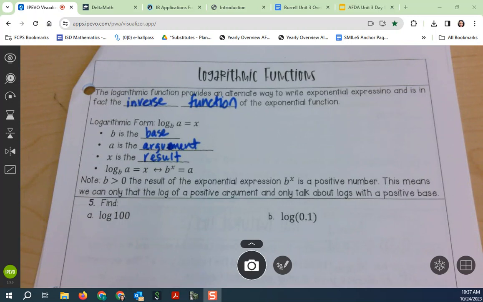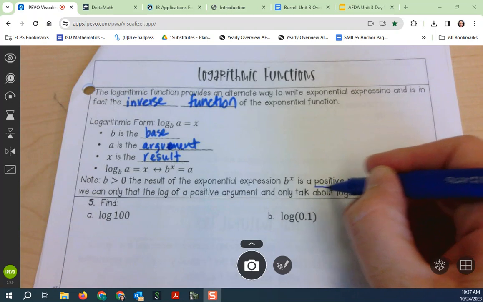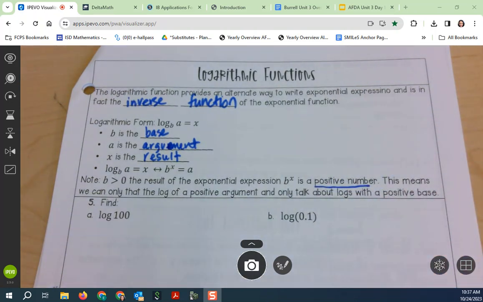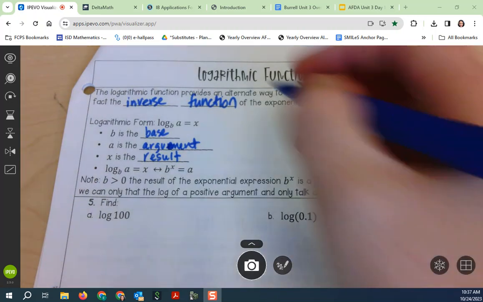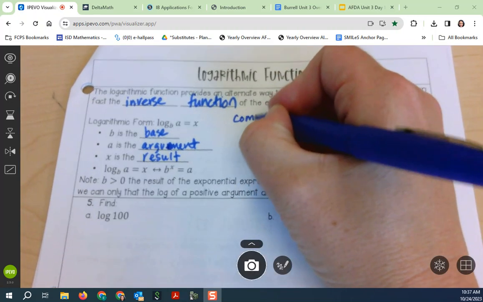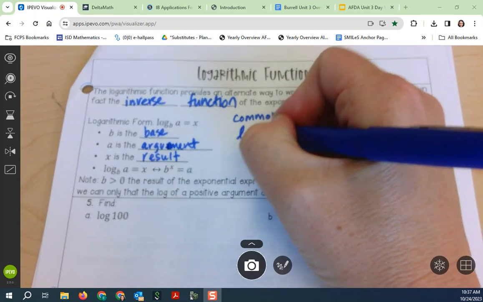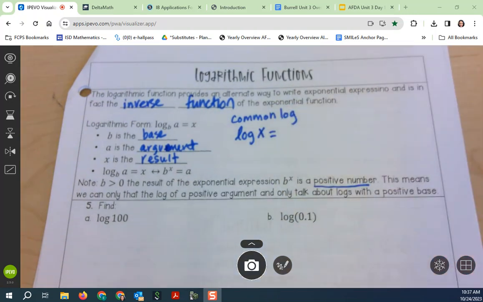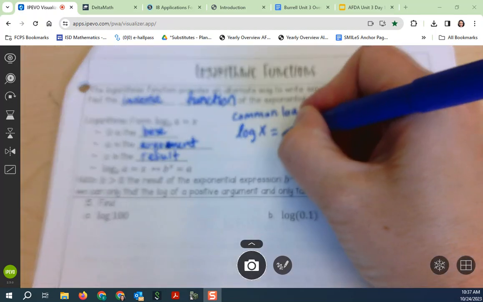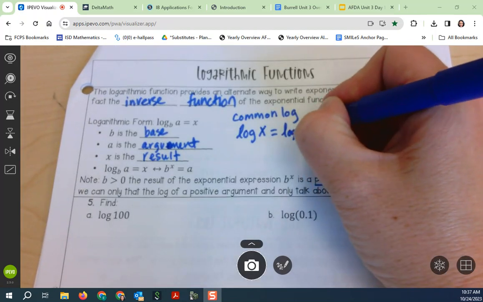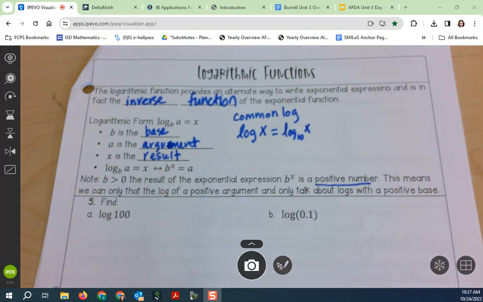Note that the base b has to be a positive number. So we can only find the log of a positive argument, and we can only talk about logs with a positive base. There are some special logs. There's one that is called the common log. And if you see it written as log of x, that means log with what base? Base 10, very good. So if you see log x, that means log base 10 of x. And that one's special because our whole number system is base 10, so we use that one a lot.